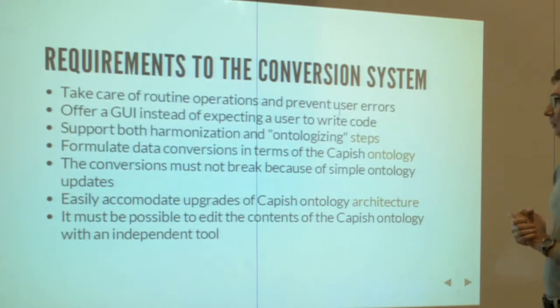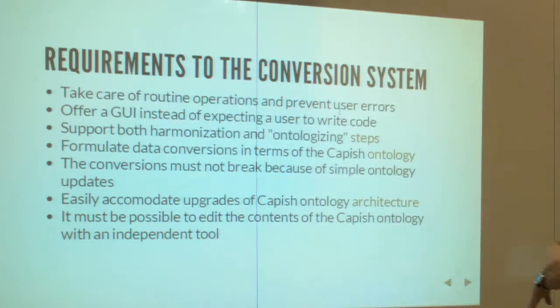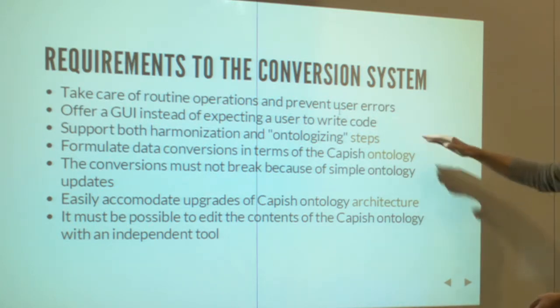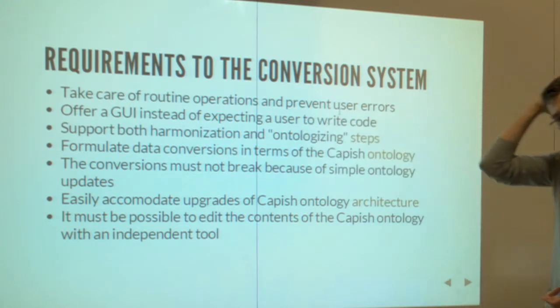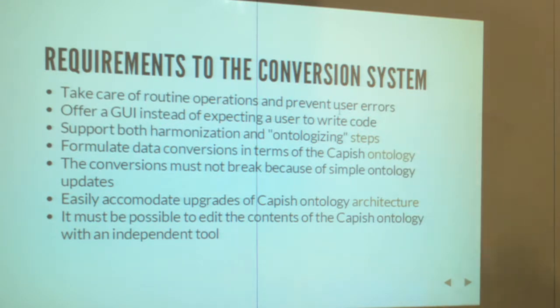Before we developed it, of course, we came up with some requirements, and there were quite many. Of course, we'll focus on the most interesting ones for us. Well, there is the very general and basic point that it has to take care of the routine operations and prevent user errors. And then we also wanted it to be graphical, so that the users don't have to program, not with code at least. And then, of course, support the two previous steps, harmonization and ontologizing.